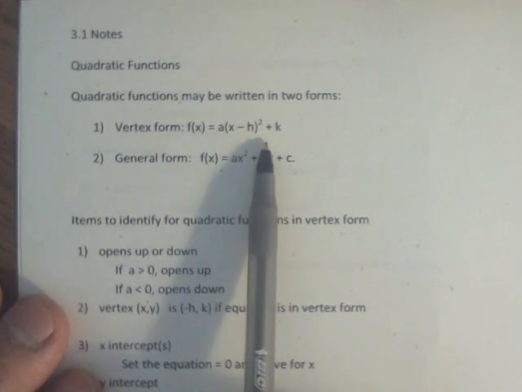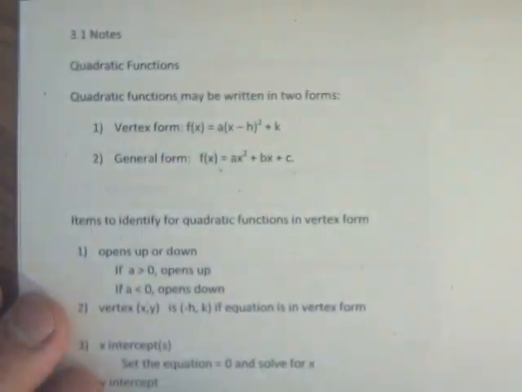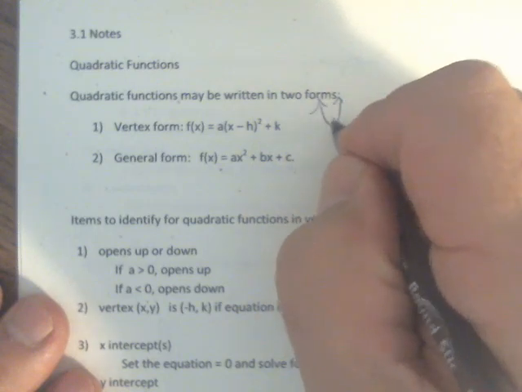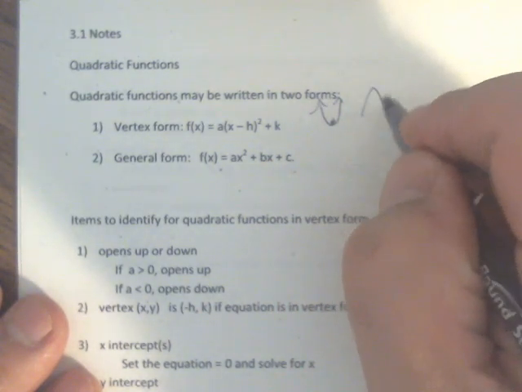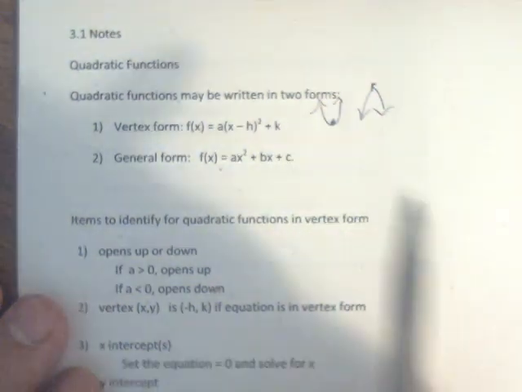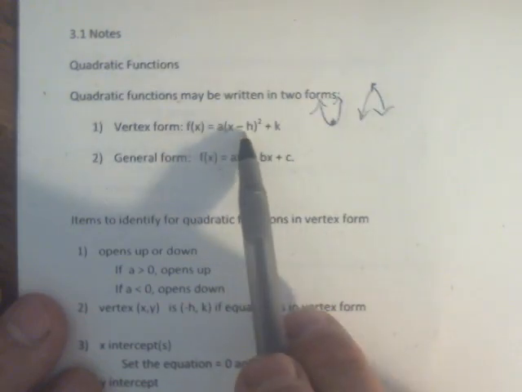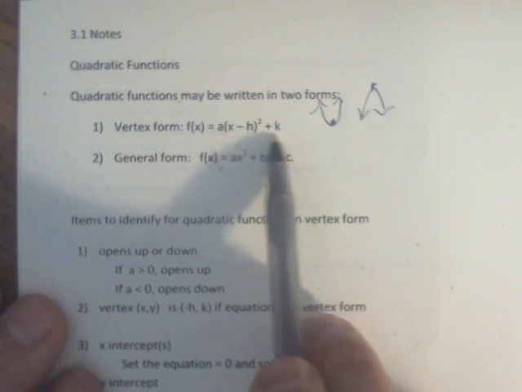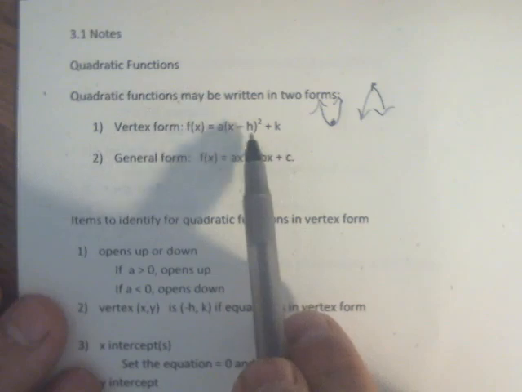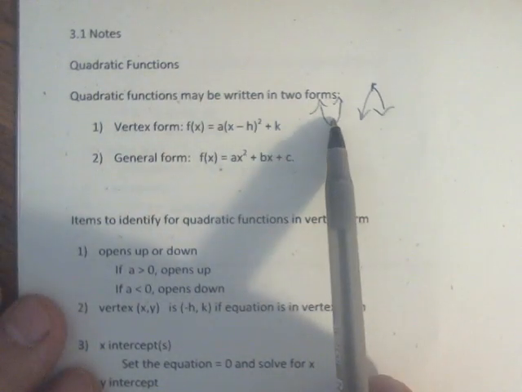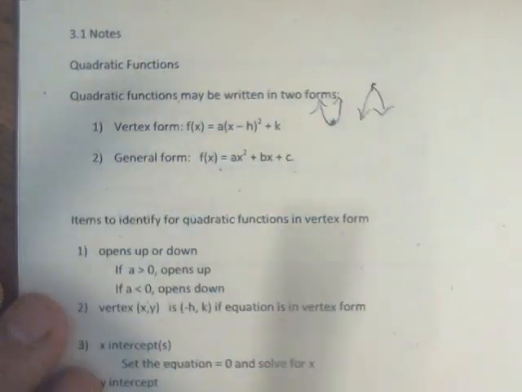One is vertex form. So the word vertex refers to, in the U-shaped graph we've been dealing with already, the point of symmetry in a way. Okay, it's the lowest point or the highest point. If you have an equation in this form, you're given the vertex, which gives you a good starting point for how to graph it. Because you can always sketch a graph if you know the vertex.